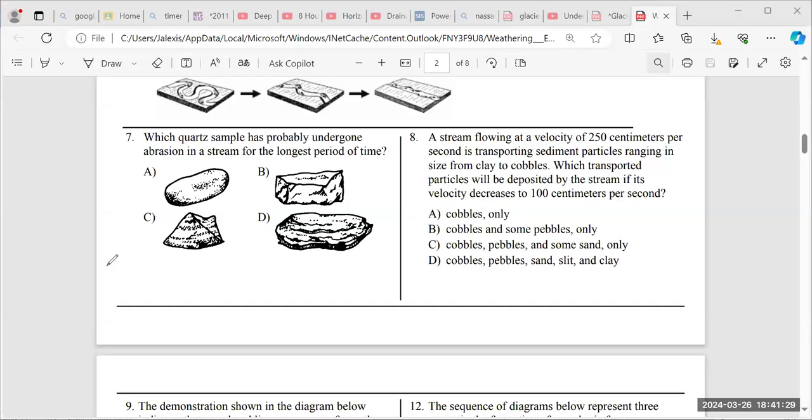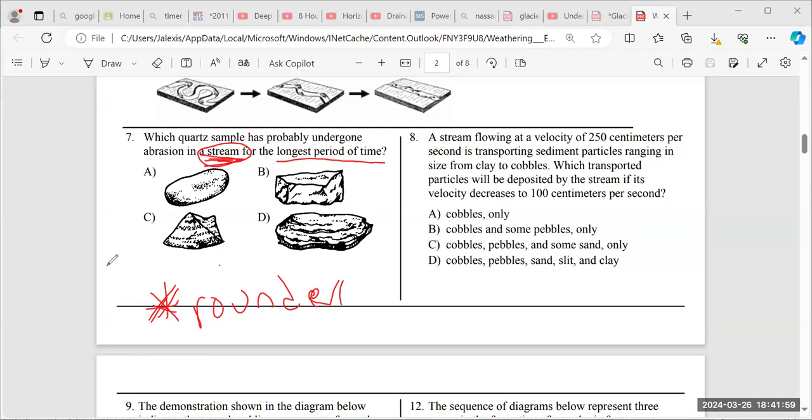All right, number 7. Which quartz sample has probably undergone abrasion in a stream for the longest period of time? So one of the characteristics for a rock or any sort of material that's in a stream for the longest period of time is definitely going to be rounder, right? It's definitely going to be rounder and smaller in size. And the key characteristic is rounder.